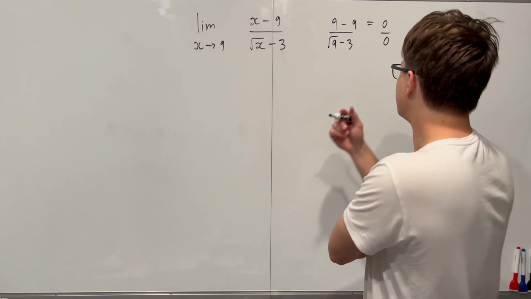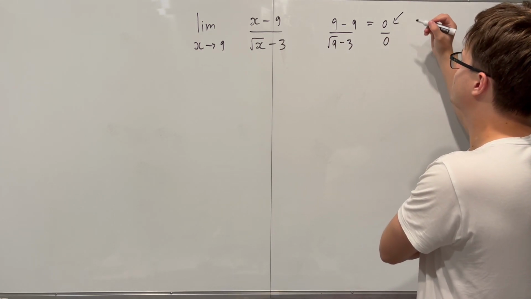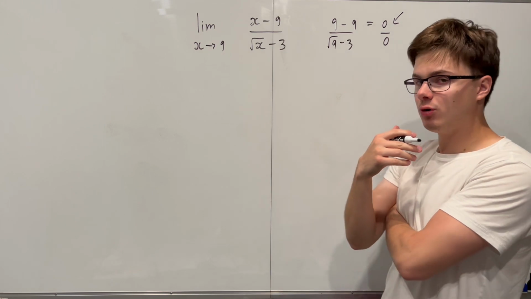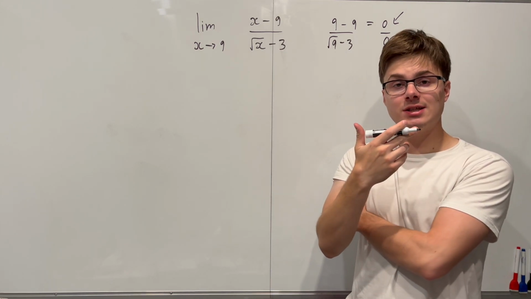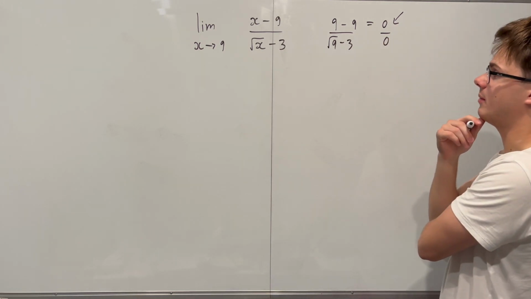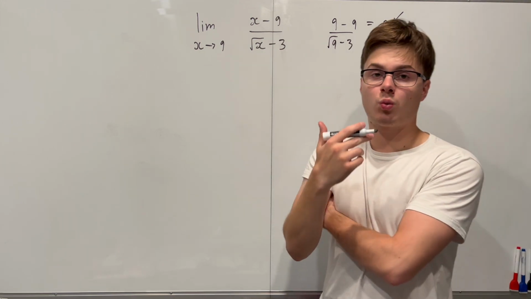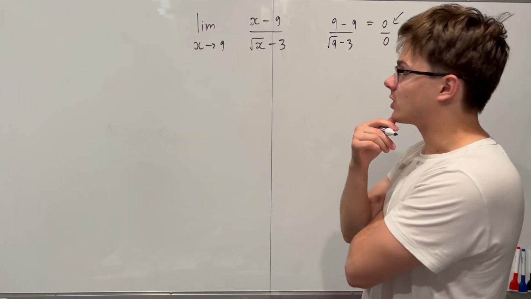What's the problem? Well, you can have 0 in the numerator, but you cannot have 0 in the denominator. That's illegal. You can't divide by 0 in math. So direct substitution doesn't work here. So we're going to have to instead try a different strategy.